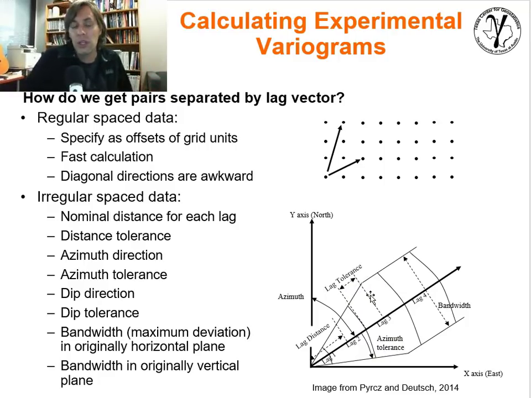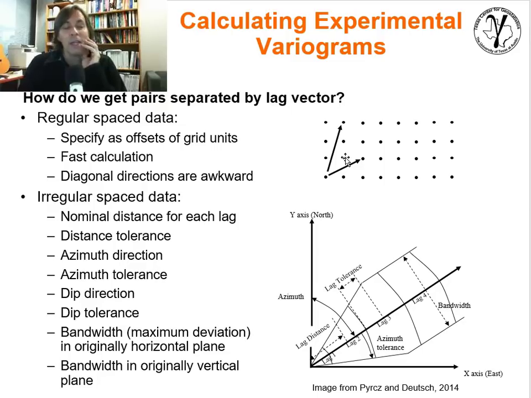And so that's what we do. We use the tolerances to give us the ability to find pairs in the presence of irregularly spaced data, or in the presence of even regularly spaced data when we want to work isotropically, and we have to account for the fact that we want multiple different directions.